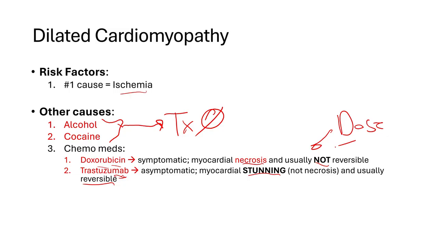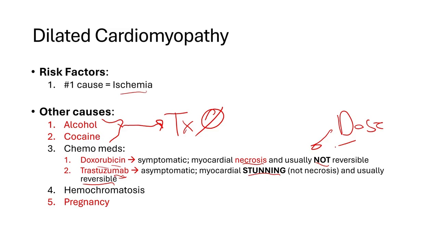Understanding these differences is very high yield, as they will sometimes want to know what you may see on, let's say, cardiac biopsy in a patient on test day. So understanding that doxorubicin is associated with necrosis and is not reversible, trastuzumab is associated with myocardial stunning and is reversible. Hemochromatosis is another common cause of dilated cardiomyopathy, although this can also be a cause of restrictive cardiomyopathy.